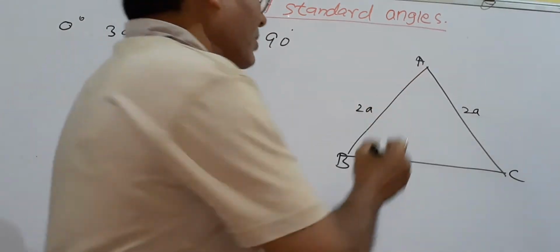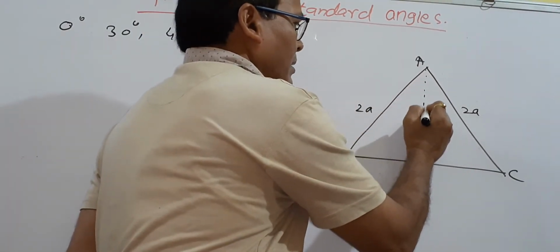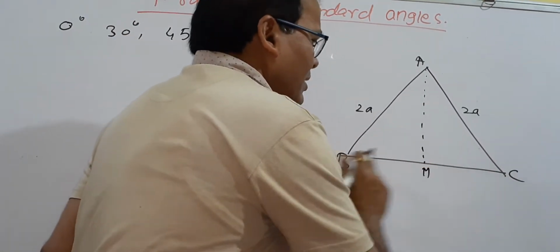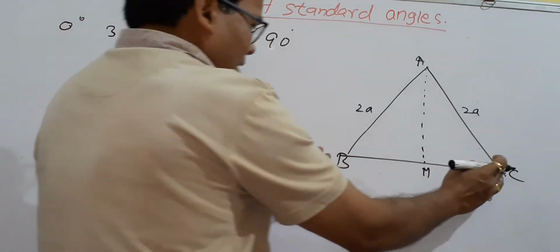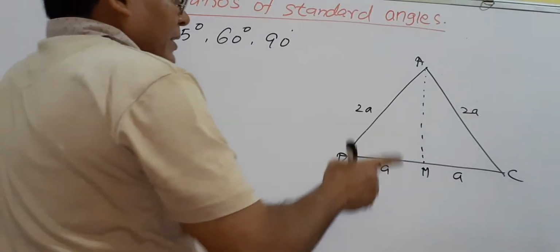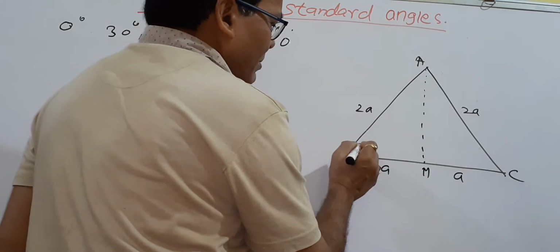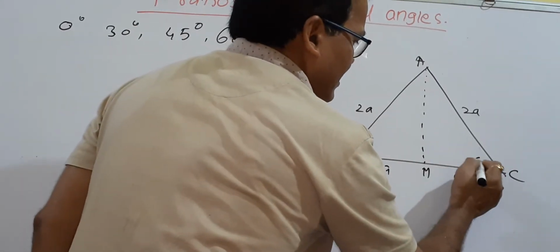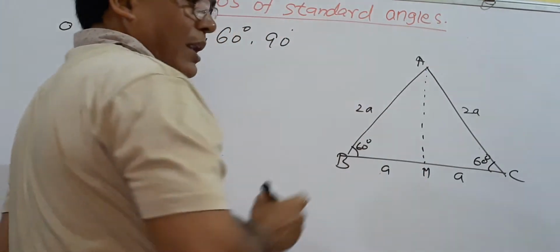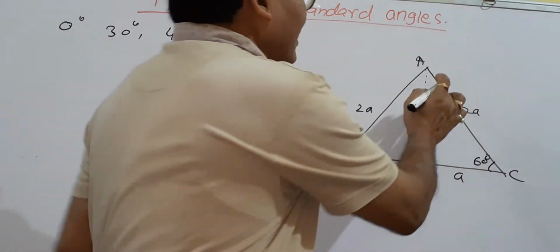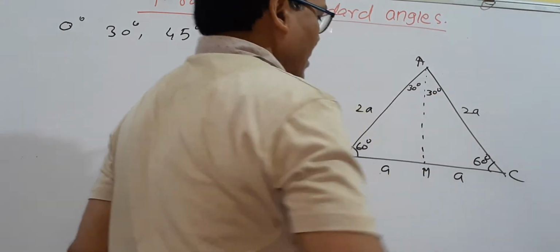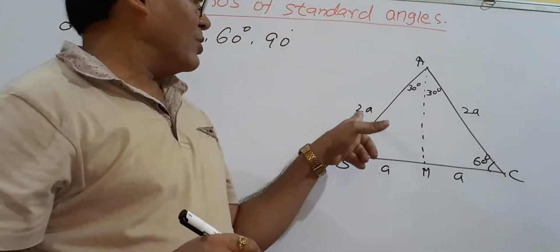From vertex A, we draw a perpendicular line. Since it is an equilateral triangle, this perpendicular line will divide the base into two equal parts. The total is 2A, so here will be A and here also A. Each angle will be 60 degree. Since you have divided into two equal parts, this is 30 degree, and this side also 30 degree. Hypotenuse is 2A for this triangle.